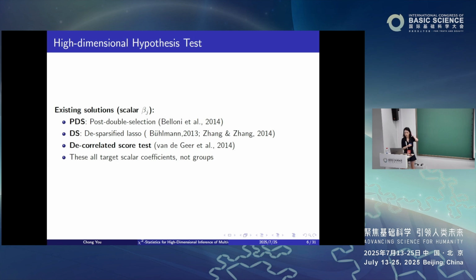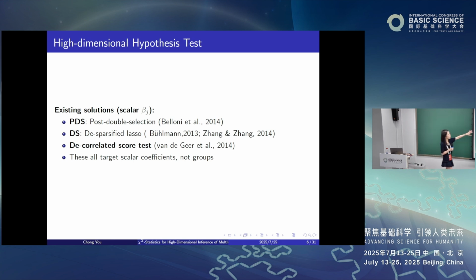So now I'm going to introduce the high dimensional case. What we discussed before is about the classical low dimensional method. Now I'm going to introduce four existing solutions to high dimensional hypothesis testing.